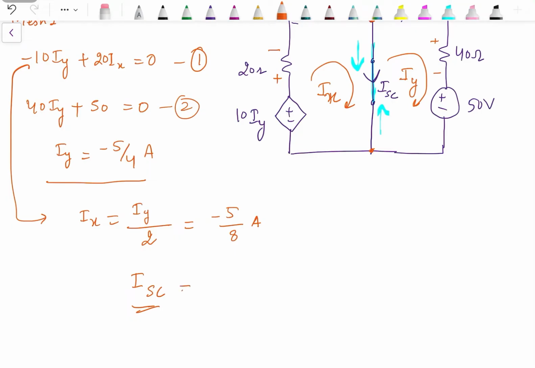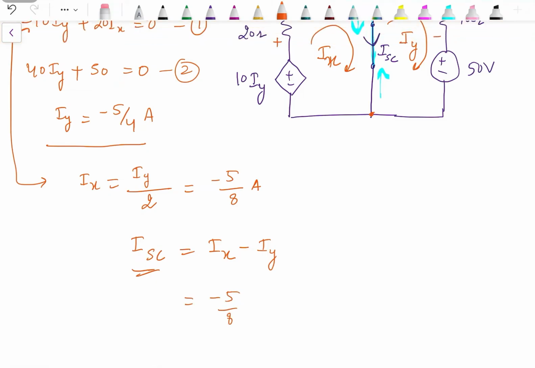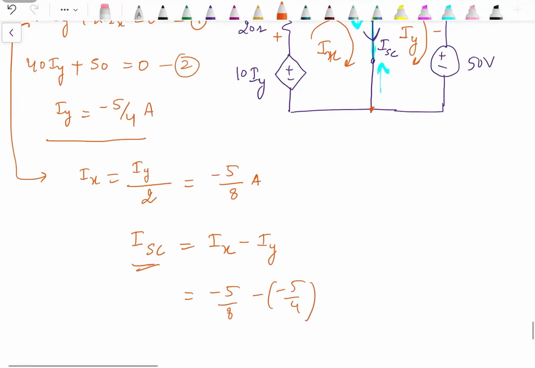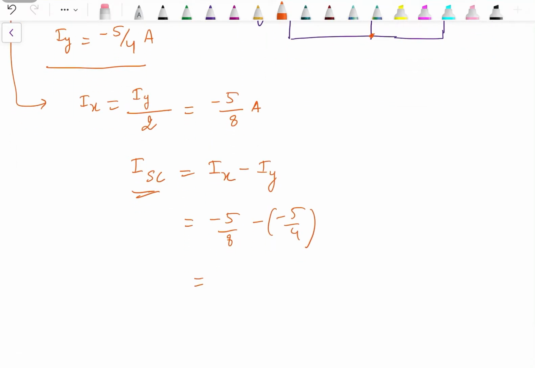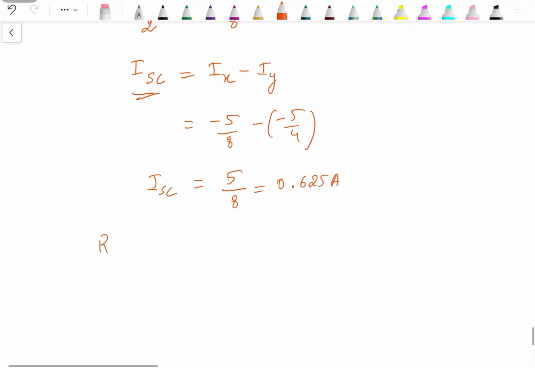So from the two mesh currents, Ix is in downward direction, Iy is in upward direction. So it's Ix minus Iy. Ix is minus 5 by 8, Iy is minus 5 by 4. So current through the short circuit is 5 by 8 amperes, which is actually 0.625 ampere. Now we have the value of open circuit voltage and the value of short circuit current. We can calculate the value of RL, which is going to be equal to RTH. And RTH is open circuit voltage upon short circuit current.